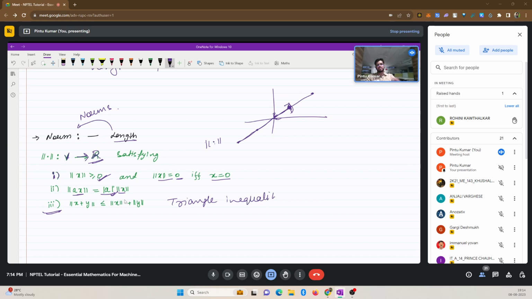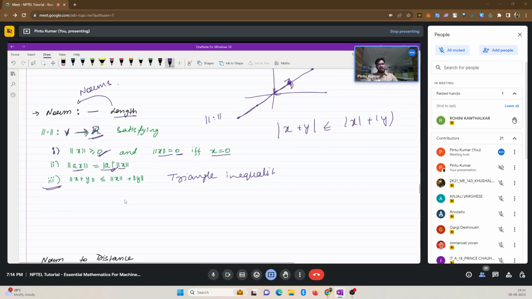So the length of x plus y must always be less than or equal to the length of x plus the length of y. This property was earlier satisfied by your mod, that mod of x plus y is less than or equal to mod of x plus mod of y. The same property we translated into norms. So any function from a vector space to R that satisfies these things is called a norm, or these are the generalization of your length.